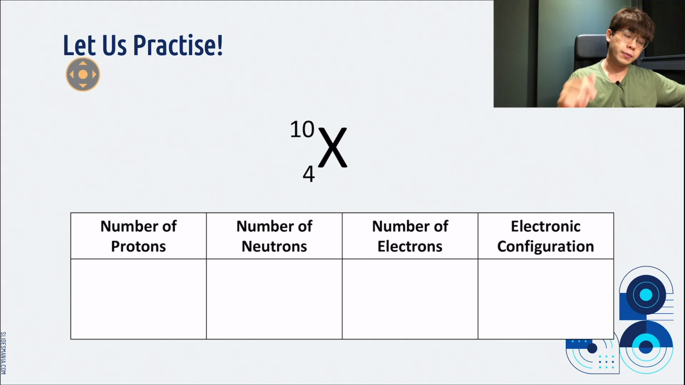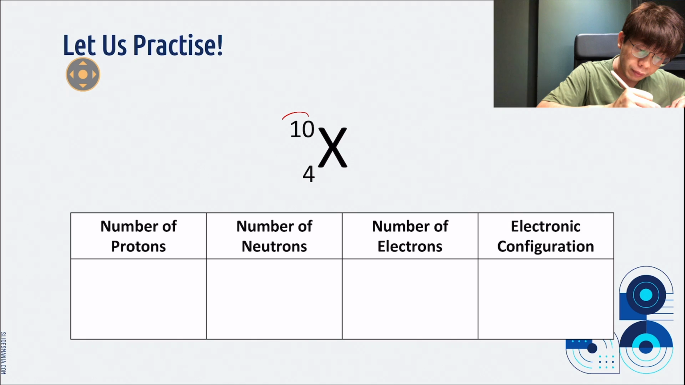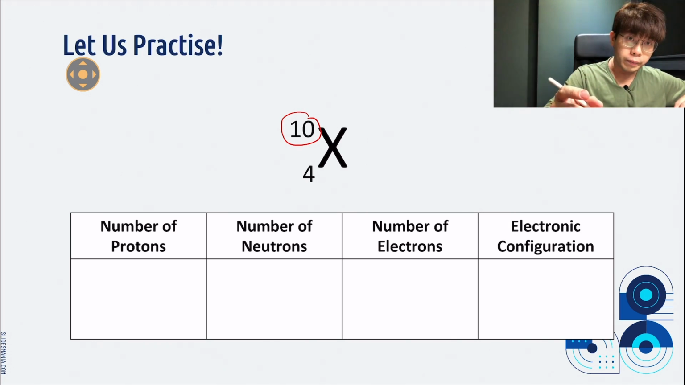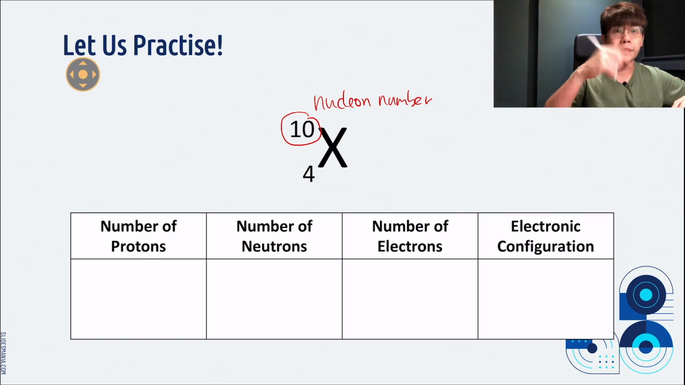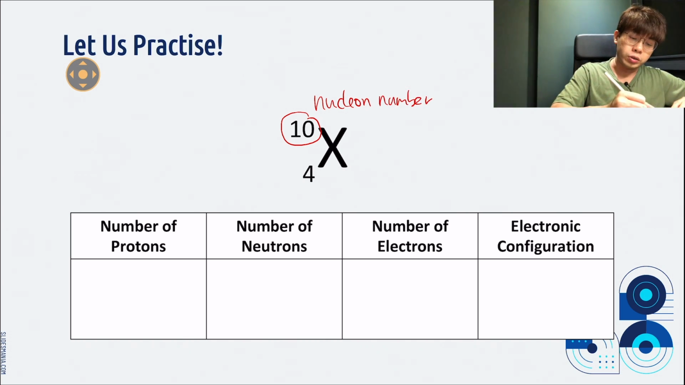So let's begin. Let's recap a little bit of what we've learned the previous time. Over here we have a nuclide notation, and in this one, the top number here, can you remember what it is called? Right, this is called the nuclear number. And what about the number at the bottom? Right, that is called the proton number.